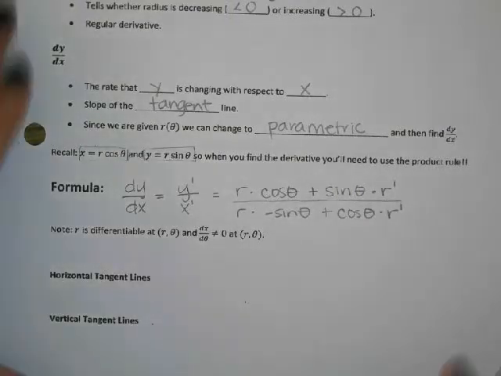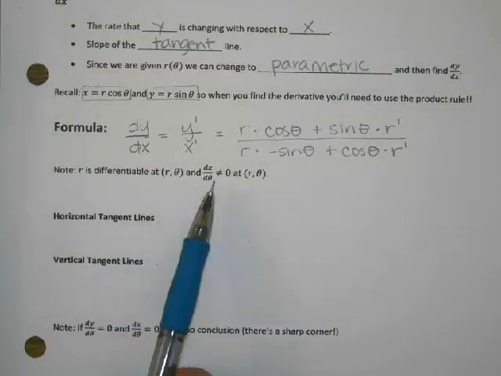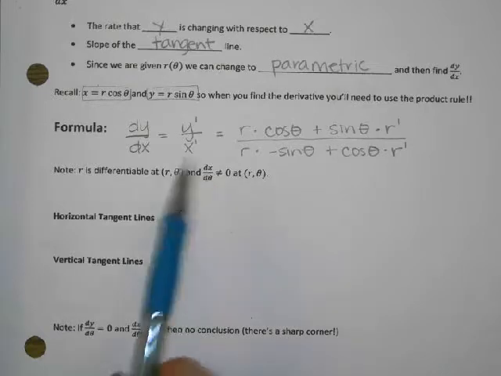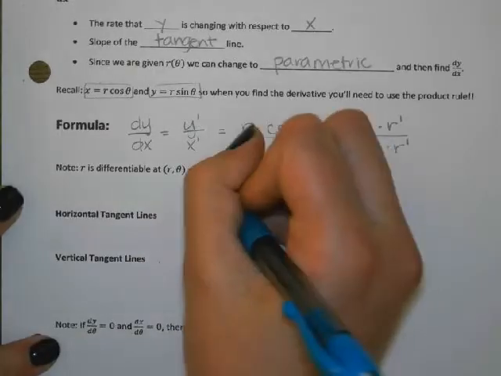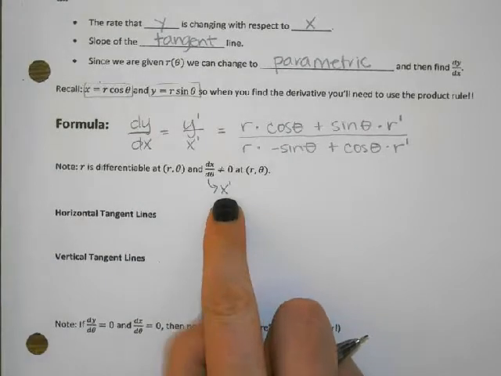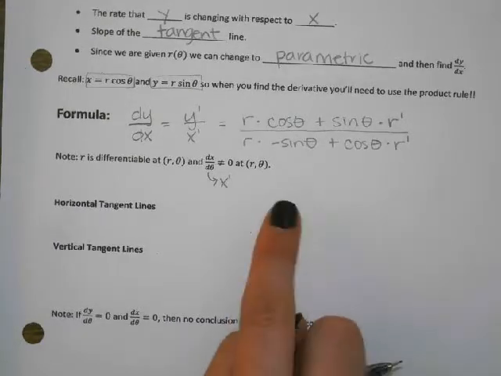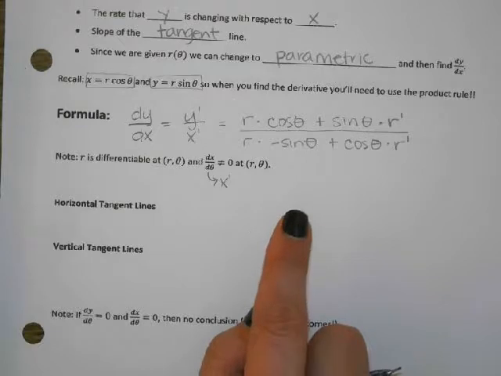All right, r is differentiable at the point r theta as long as dx d theta, which is actually saying x prime, the derivative of x, does not equal 0. Why would it be important that that does not equal 0? Because it's on the bottom, that makes it undefined. So as long as it's not undefined at that point, then we can say it's differentiable there. Okay.